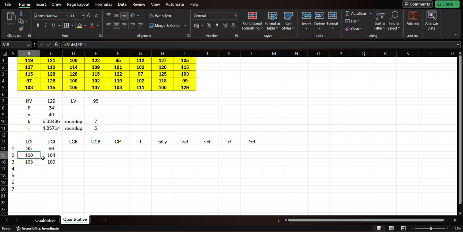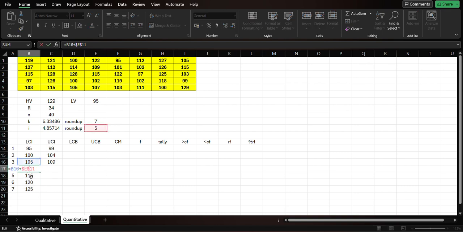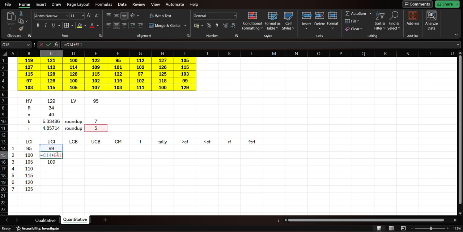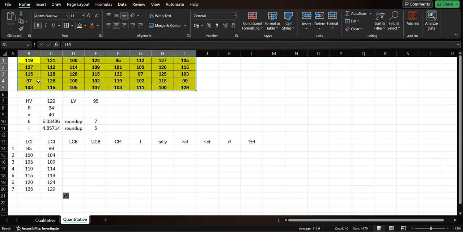might as well we just put a dollar sign. Again, how to put a dollar sign? All you need to do is press F4, so to put a dollar sign on I, right? Because if I'm going to copy paste it, again, the previous interval plus I, the previous plus I, the previous plus I. All right, similar to the upper class interval, that would be the previous plus I, previous plus I.